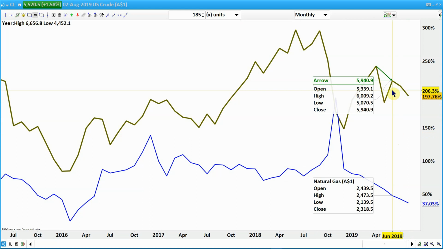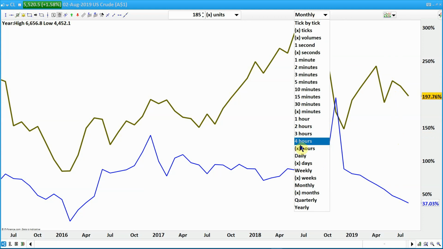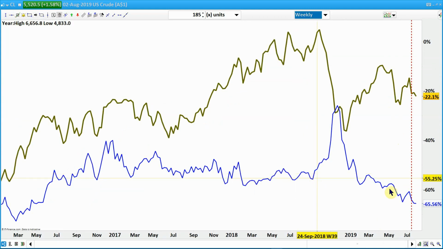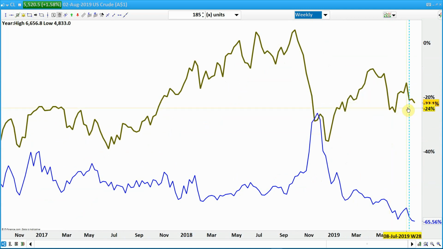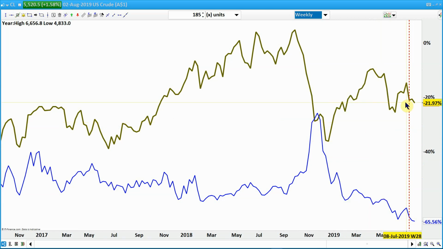So from June 2019, let's see what happened on crude oil and natural gas after this lower high in the weekly chart. In a weekly chart I can see my line, I know what this line is, and because Sri is asking about 2019, I am responding to his question. It is 15th of July 2019, which is a couple of weeks ago.